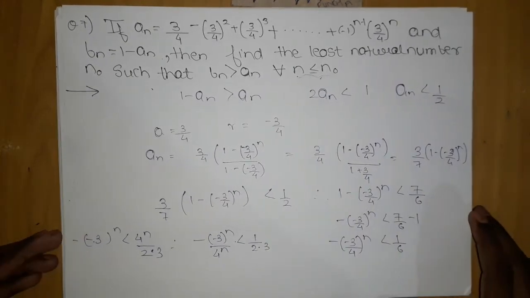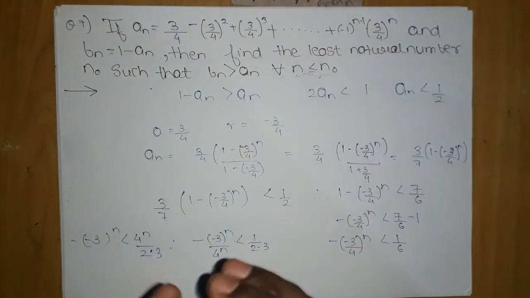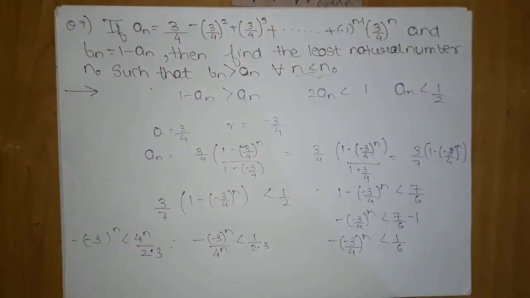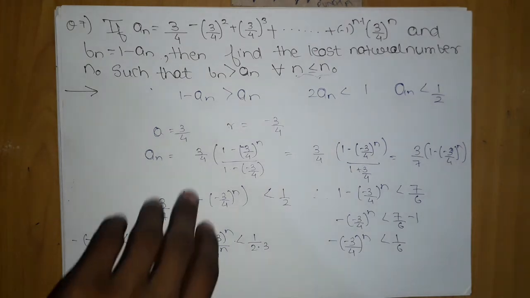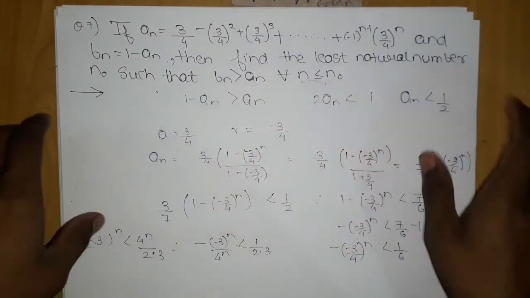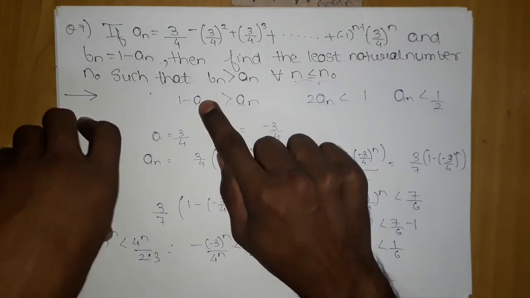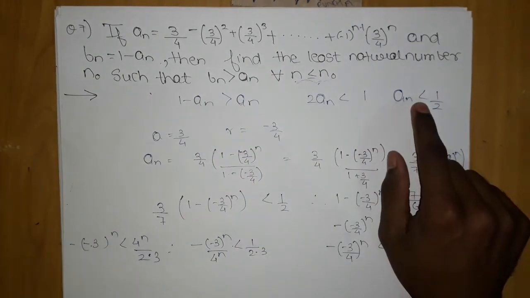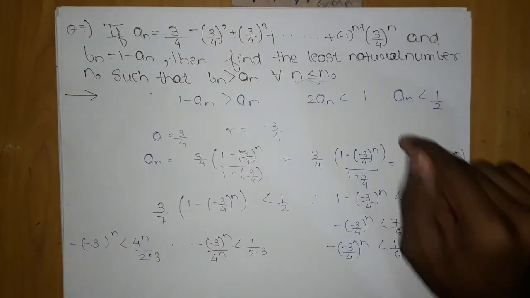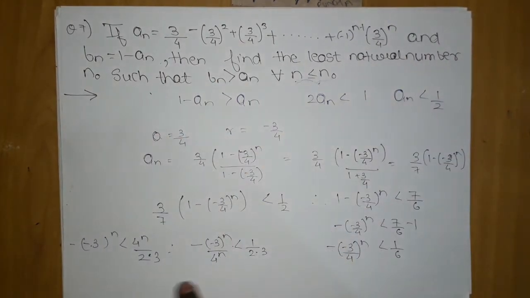What I am telling is that an is a series they have given us, and bn is given as 1 minus an. They ask to find the least natural number n naught such that bn is always greater than an for all n less than or equal to n naught. Now one more thing: we got one condition, bn is equal to 1 minus an. So we substituted the bn value and we got a more simplified condition, an is less than or equal to 1 by 2. After getting this general idea, we wanted to find an. We just did the summation of this and we got some value of this.